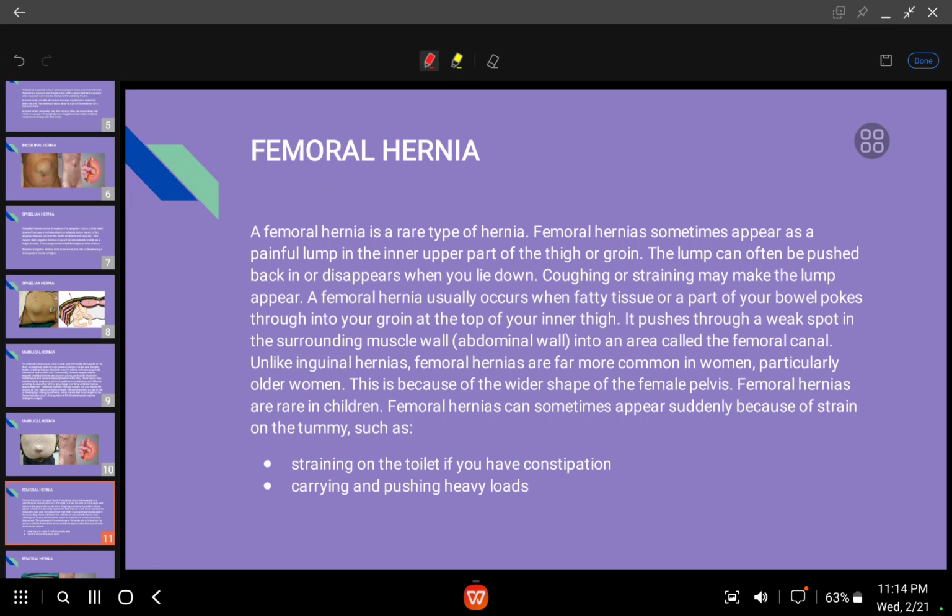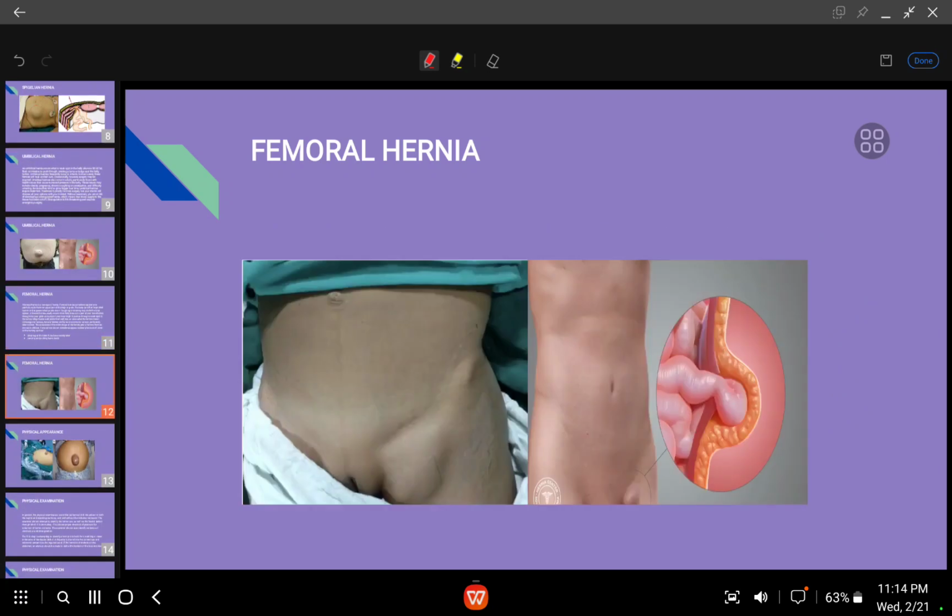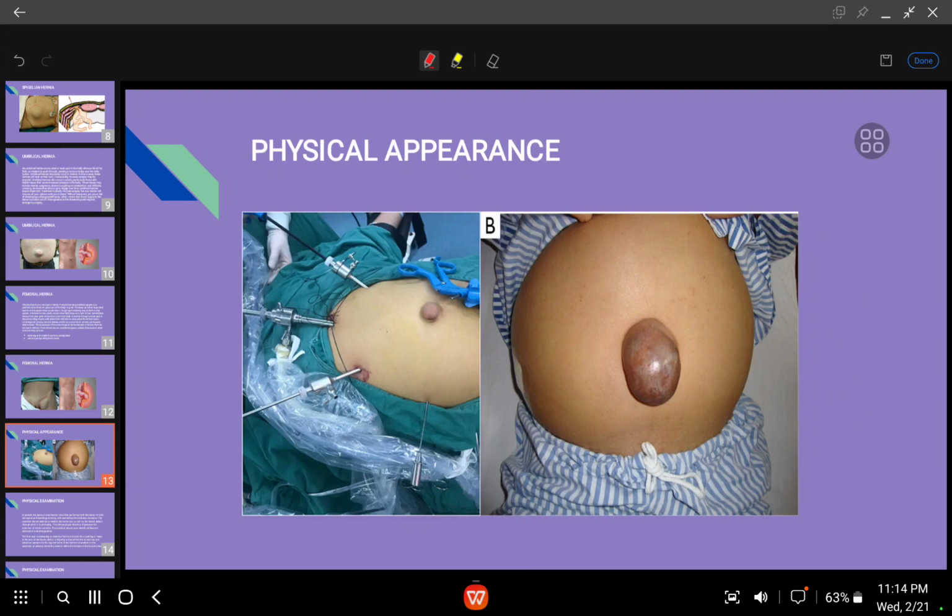This is because of the wider shape of the female pelvis. Femoral hernias are rare in children. Femoral hernias can sometimes appear suddenly because of strain on the tummy, such as straining on the toilet if you have constipation, and carrying and pushing heavy loads. So here you can see the femoral hernia. This is the physical appearance.